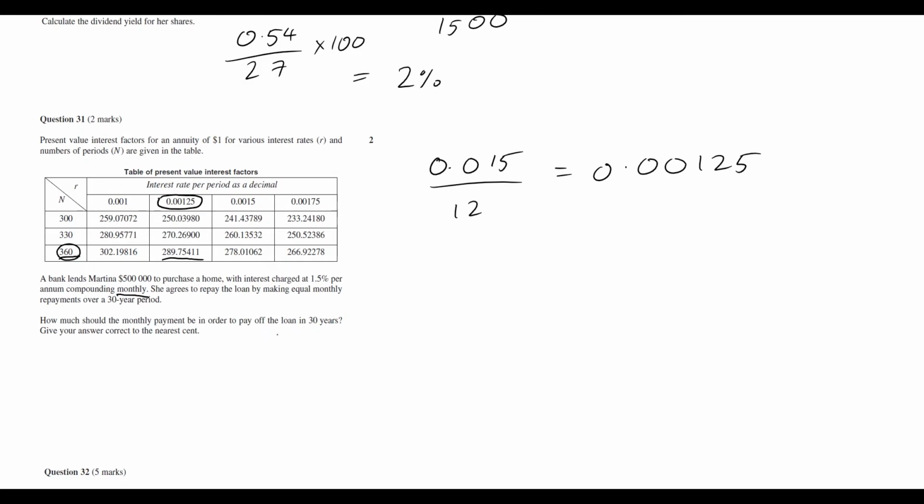$500,000. So to figure out a monthly repayment now, all we do is take that borrowed amount of $500,000, and now we divide through by this amount that we've just found there, 289.75411. And then rounding that to the nearest cent, we find that the monthly repayment should be equal to $1,725.60, and that is to the nearest cent.